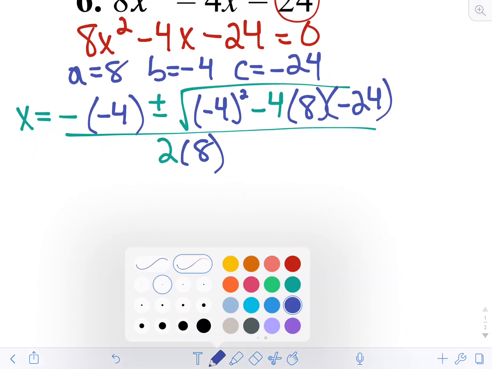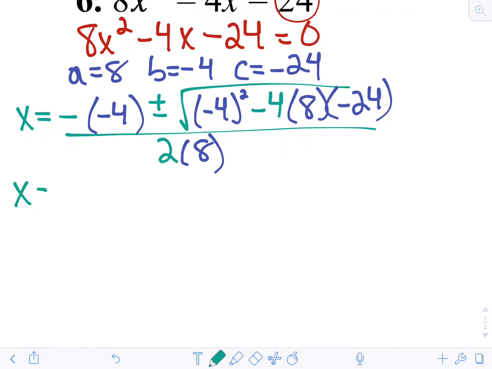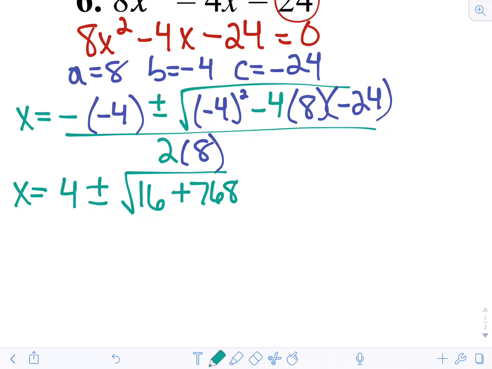And now we're going to go ahead and simplify. Negative and negative is a positive, so there's your 4. Negative 4 squared is 16. Negative 4 times 8 times negative 24 will give you 768. Big number there. And then 2 times 8 is 16. So we're going to simplify.